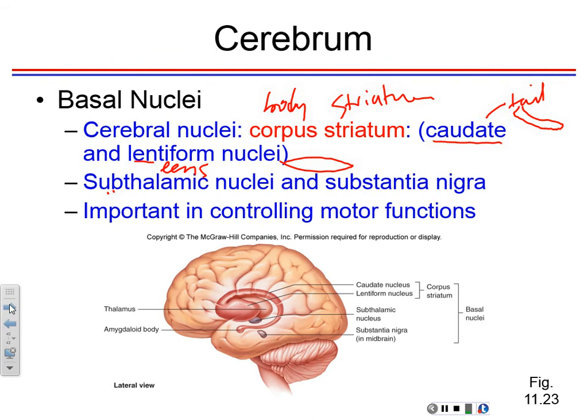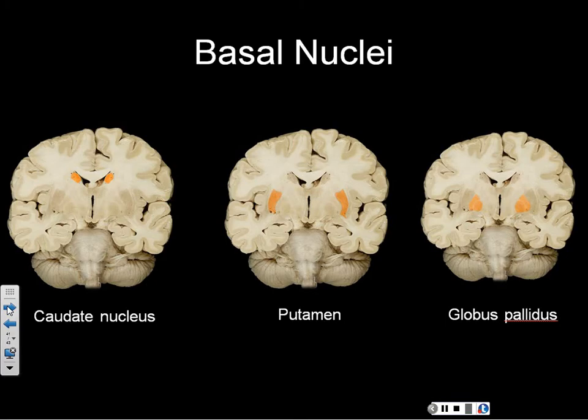And then the subthalamic nuclei and also the substantia nigra, which is in the midbrain. Substantia nigra, remember, the black substance, controls motor function. So basal nuclei control motor function. So the basal nuclei that are involved in Parkinson's disease would be these guys.